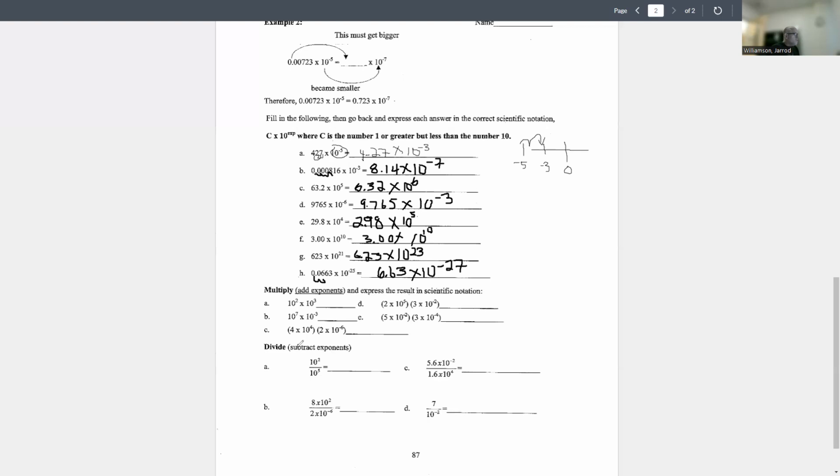Okay, and that's how you do those. Here, when you multiply, you add exponents. 10 to the 2 times 10 to the 3 is 10 to the 2 plus 3. That's going to be 10 to the 5. 10 to the 7 times 10 to the negative 3. That's going to be 10 to the 7 plus negative 3, or 7 minus 3. That's going to be 10 to the 4.